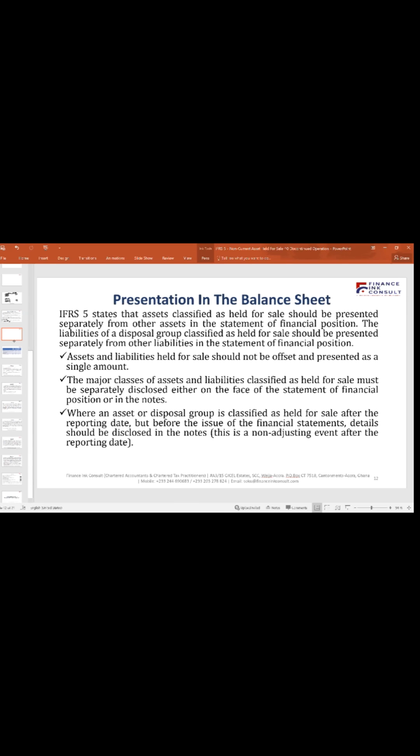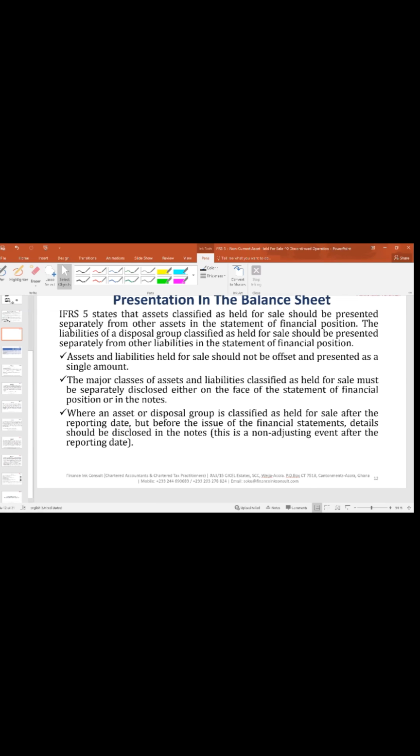So presentation in the balance sheet. IFRS 5 states that assets classified as held for sale should be presented separately. We've talked about that. But let's look at this. Assets and liabilities held for sale should not be offset and presented as a single amount.